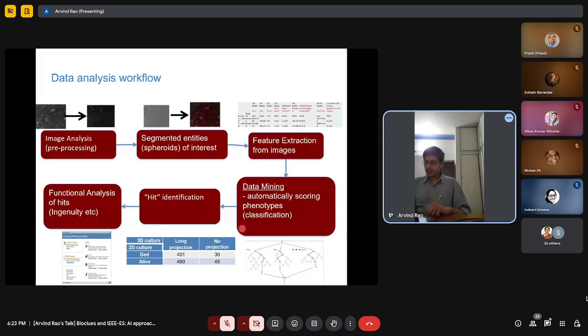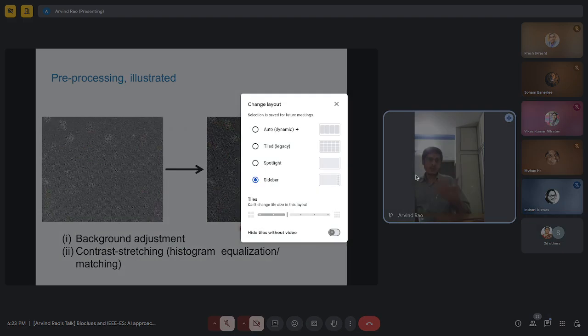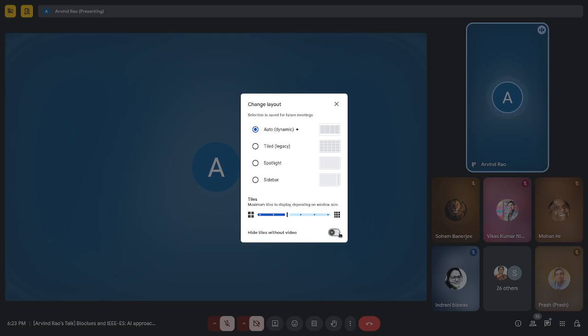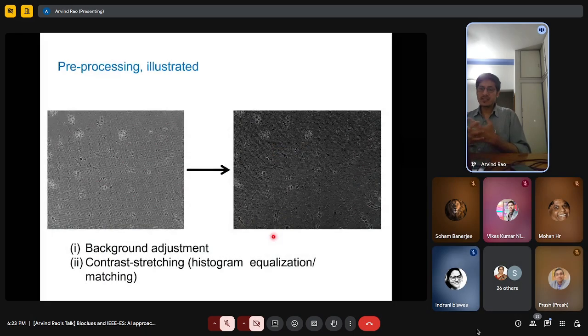That's the big picture. Now let's get into the specifics, right? And like I said, I'm going to zip through a lot in the interest of time, but I'm hoping to keep the intuition there. So if something is not clear intuitively, please feel free to interject and ask. So the first step is pre-processing.